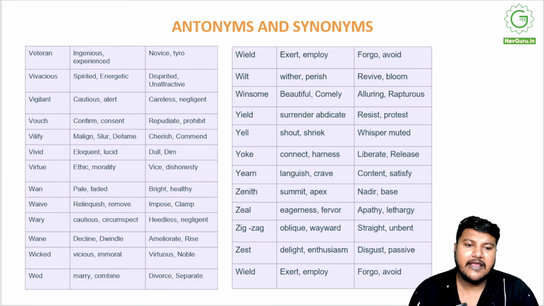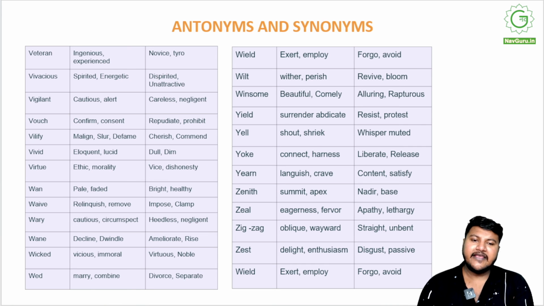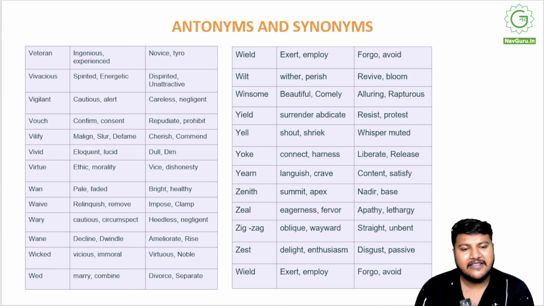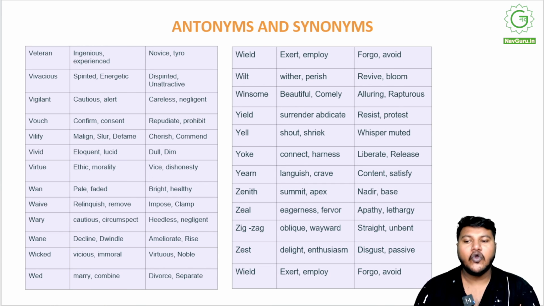Zenith, summit, apex, nadir, or base. Zeal, eagerness, fervor, apathy, and lethargy. Zigzag, oblique, wayward, straight, unbent. Zest, delight, enthusiasm, disgust, passive. Wield, exert, and employ, and its opposites are forego and avoid.